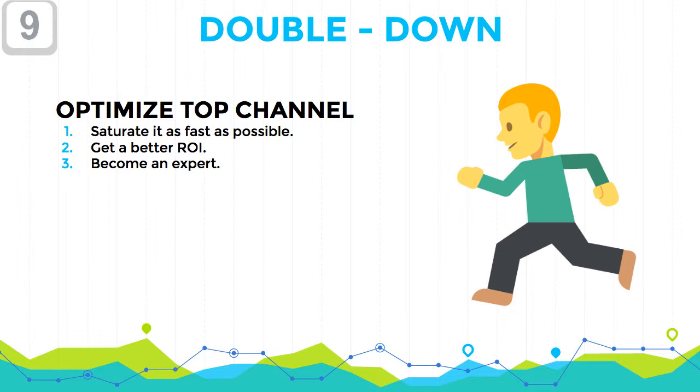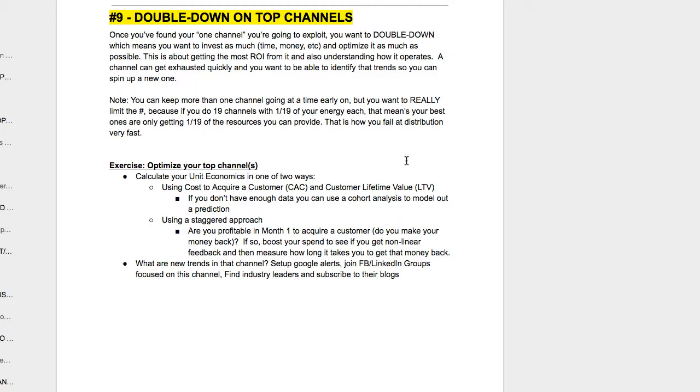Once we've found those channels, step number 9 is to double down. Now we want to optimize the top channel or the top 2 channels. We want to saturate it as fast as possible, get a better ROI, and become an expert. So in order to do this, in the manual, our exercise is to figure out better unit economics. Can you improve? Can you optimize there? There are 2 different ways to do this. You can use your cost to acquire customer and your lifetime value, or you can use a staggered approach.